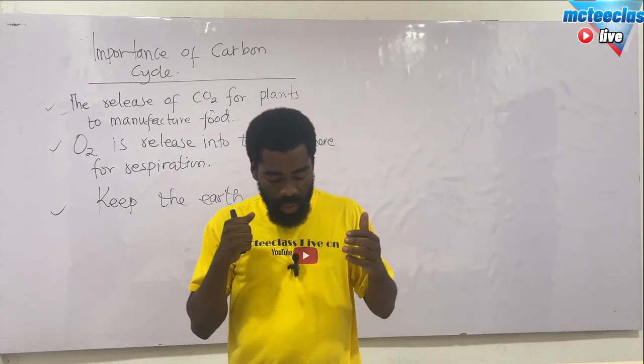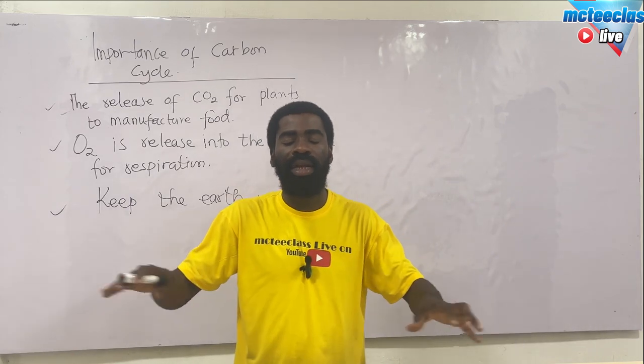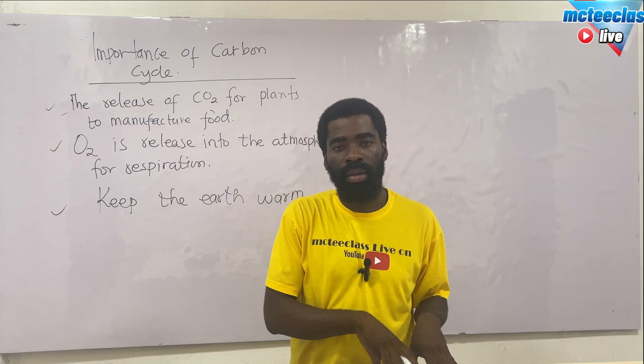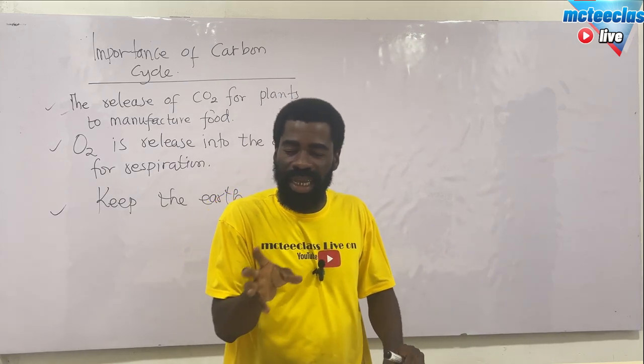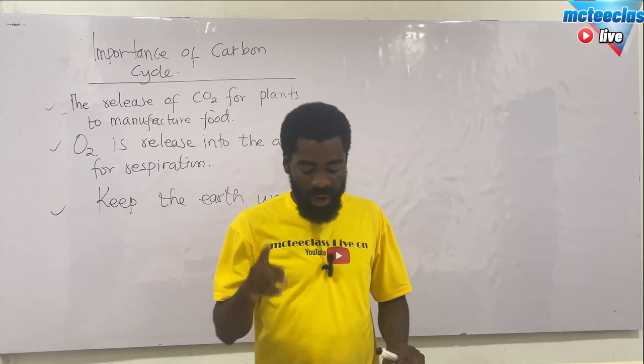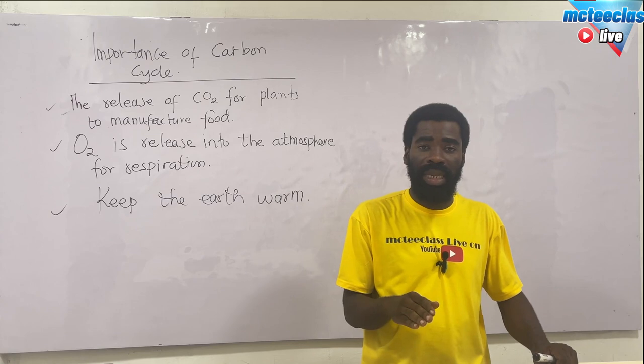Ways by which the carbon cycle is disrupted. How do we disrupt the carbon cycle? It's very important too, but there are certain things we do that destroy the carbon cycle. Let's see some of the ways. Deforestation is one of them, when we cut down trees without replacing them.